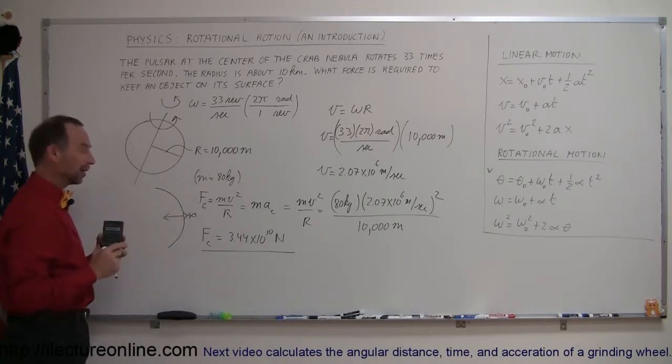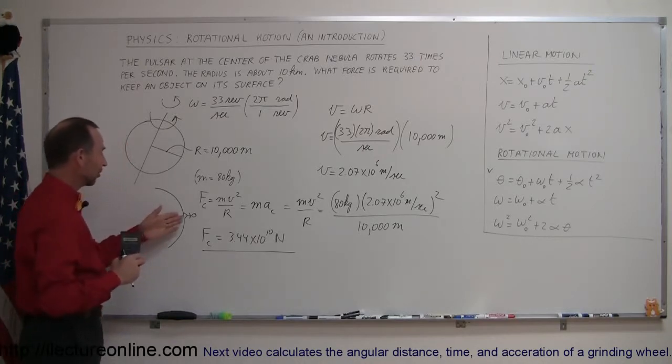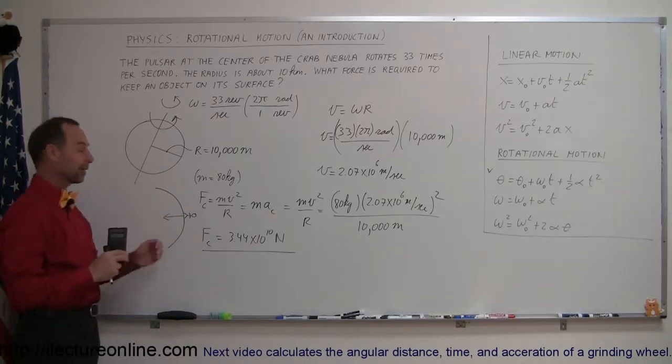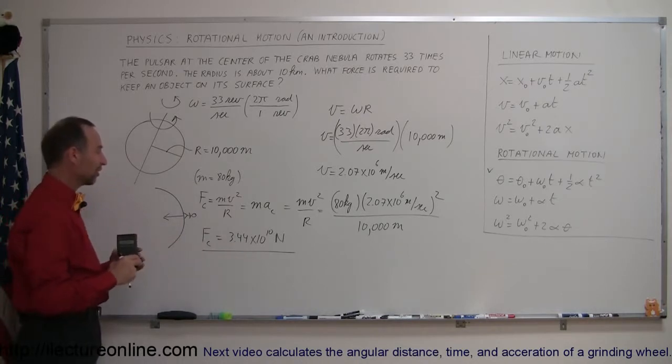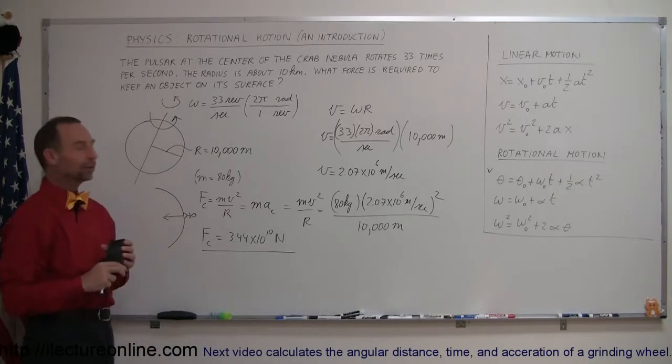Now it turns out, luckily, I don't think you ever should try to land on a neutron star. There's enough gravitational force to keep you on, even though you're traveling so fast that the centripetal force required to keep you on the star is 34 billion newtons.